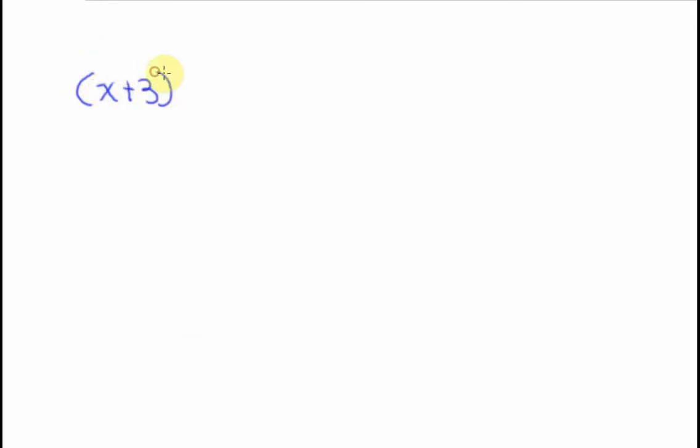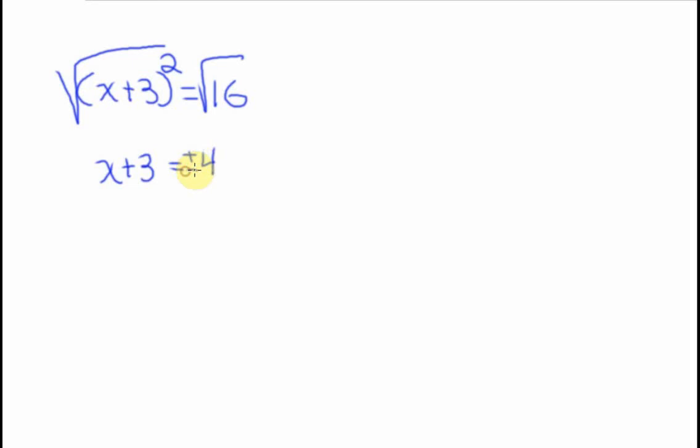X plus 3 squared equals 16. So all of this works because I have something squared over here. So I can go about my business solving it. Square root both sides. X plus 3 equals positive or negative 4. Then I can subtract 3 over.